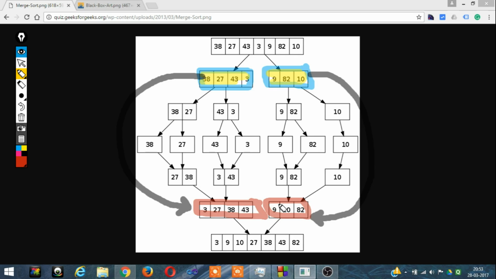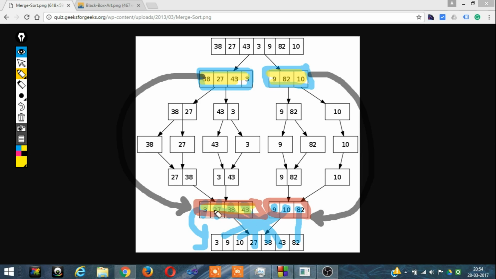The big array can be sorted by finding the correct position of these elements in the big array. For example, 3 is the smallest element, right? So 3 should come here, then 9 should come here, then 10 should come here, then 27 should come here, then 38 should come here, then 43, then 82.